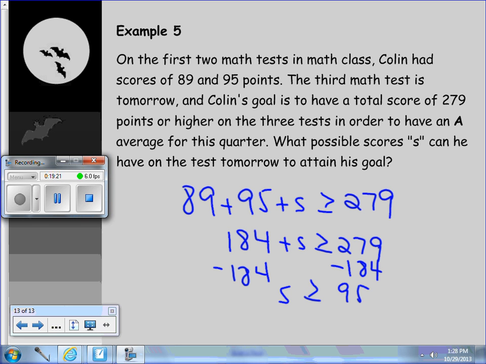Now tomorrow we are going to solve inequalities using multiplication or division. They have almost the same exact steps except for one difference, and we'll talk about that tomorrow.